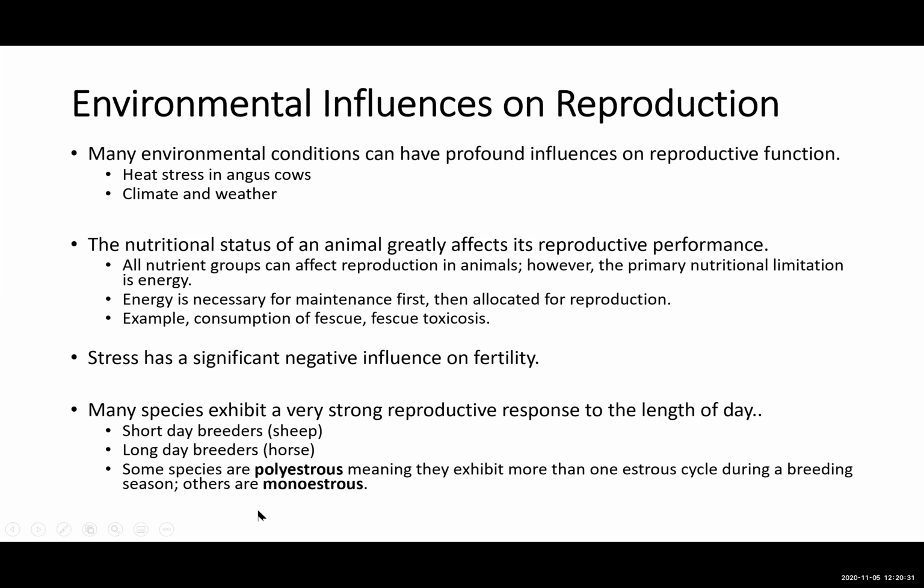Some species are considered to be polyestrous, which is where they have more than one estrus cycle during a breeding season. Sheep are seasonally polyestrous, and they'll have anywhere from a couple to 10, 12 cycles before they'll stop, whereas others will only have one estrus cycle a year and then stop.